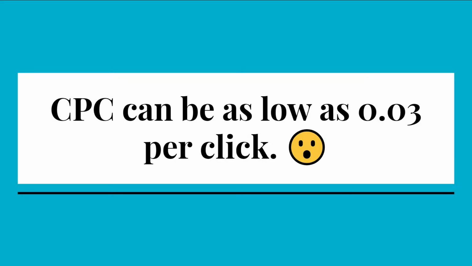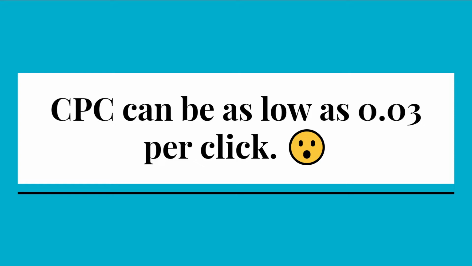Next is very low CPC. The cost per click on Snapchat ads is very low compared to Google and Facebook or Insta, you may say. And we'll see that in a minute in our campaign setup, what the lowest CPC will be. CPC can be as low as 0.03 cents per click.